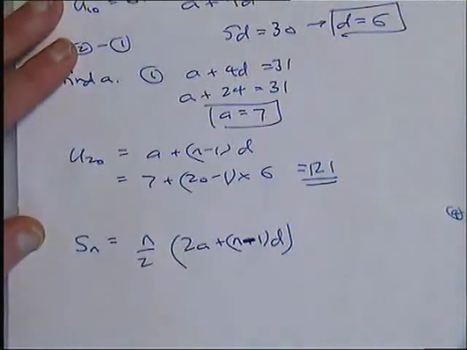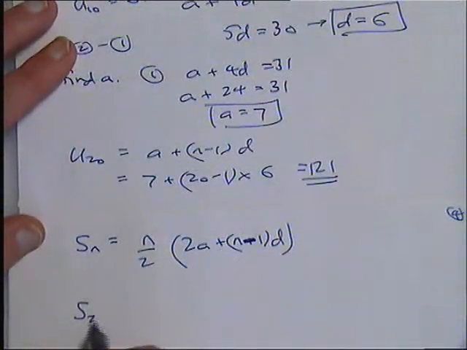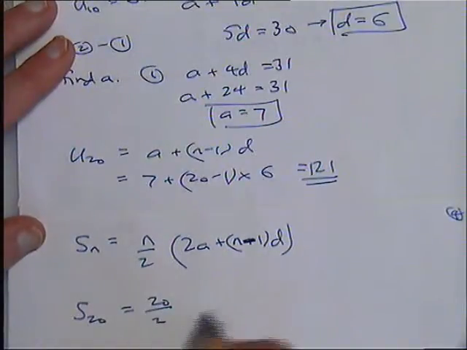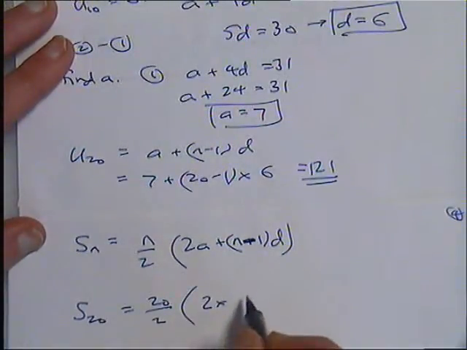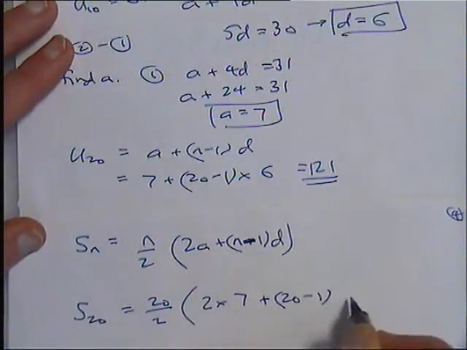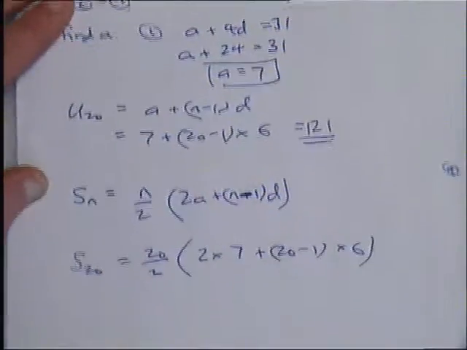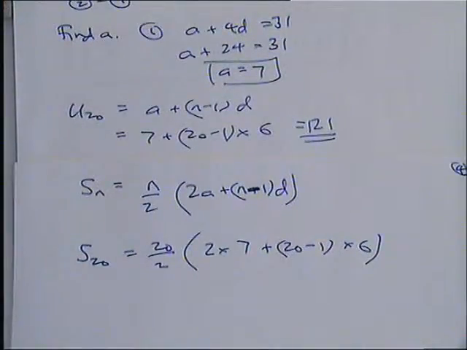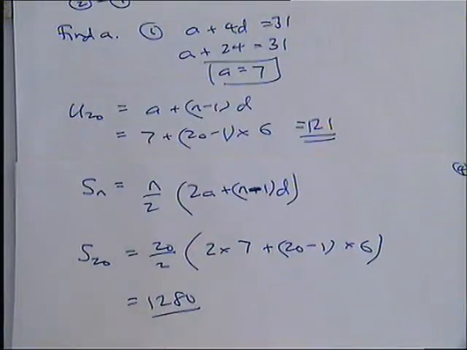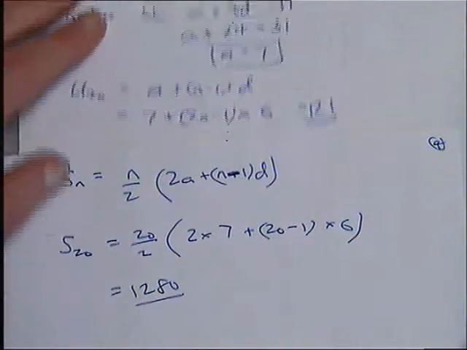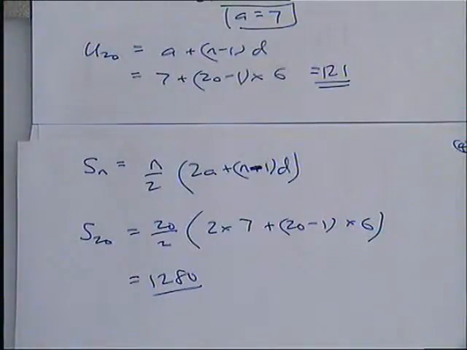So, okay, at this point, again, I want to find the sum of the first 20 terms, so N is 20. I've just found out that A is 7, N was 20, and D was 6. So it's just a case of putting it in a calculator. You're capable of doing that. Save time now. I'll tell you the answer is 1,280. Okay. We all happy so far? We've been able to use the UN formula and the SN formula. So the next video there'll be another example doing something slightly different.